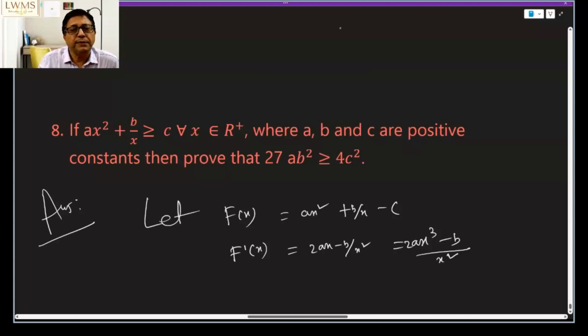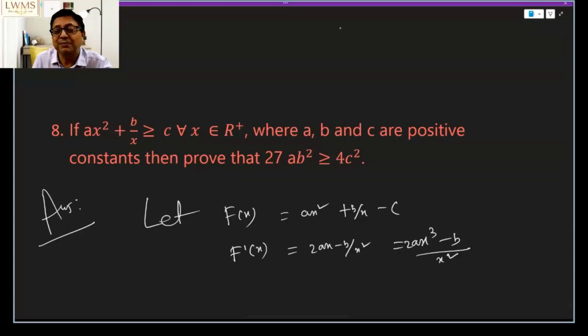This is positive or negative? No condition given here. Can you say this one is a positive quantity or negative quantity? Positive. How? Why? So 2ax cube minus b will be greater than 0. Why? Because it is given ax square plus b by x greater than or equal to c. It is given over there. Clear? So this implies this one is going to be a positive quantity.